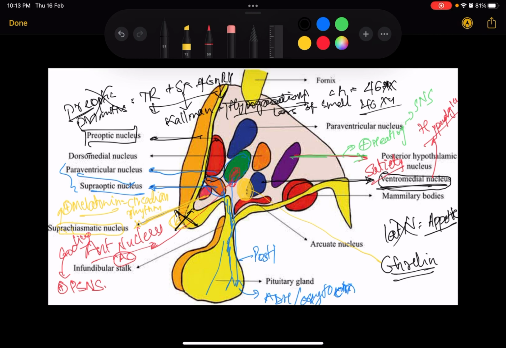All right, so these are the nuclei of the hypothalamus. I guess we've covered all of the necessary ones. Obviously the mammillary body and the dorsomedial nucleus are the two that have not been covered. The dorsomedial nucleus is not very important, but the mammillary body is certainly important. We will see the mammillary body as part of another circuit in another video. All right, thank you very much.